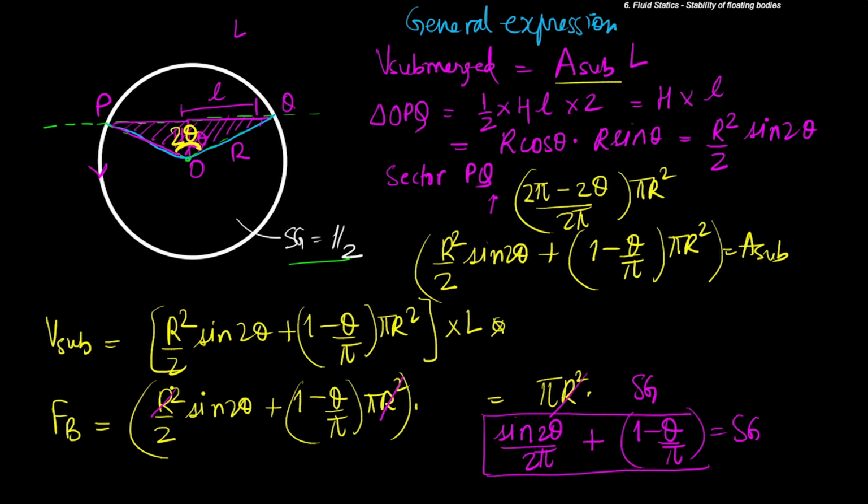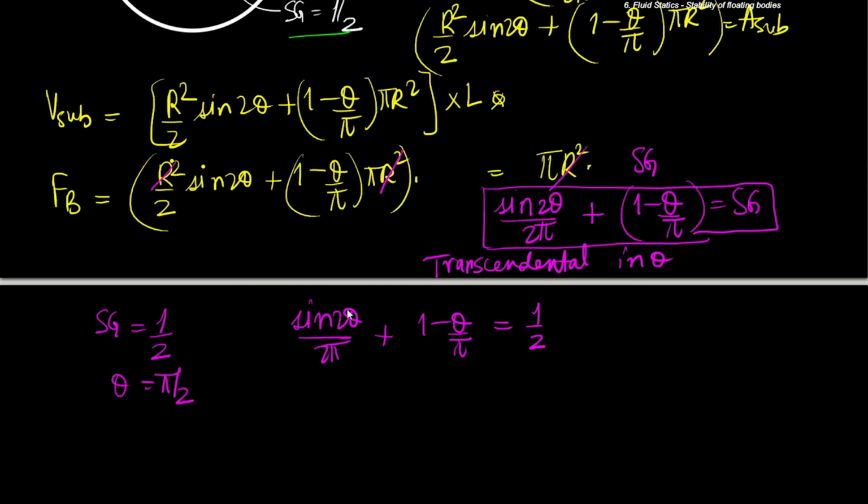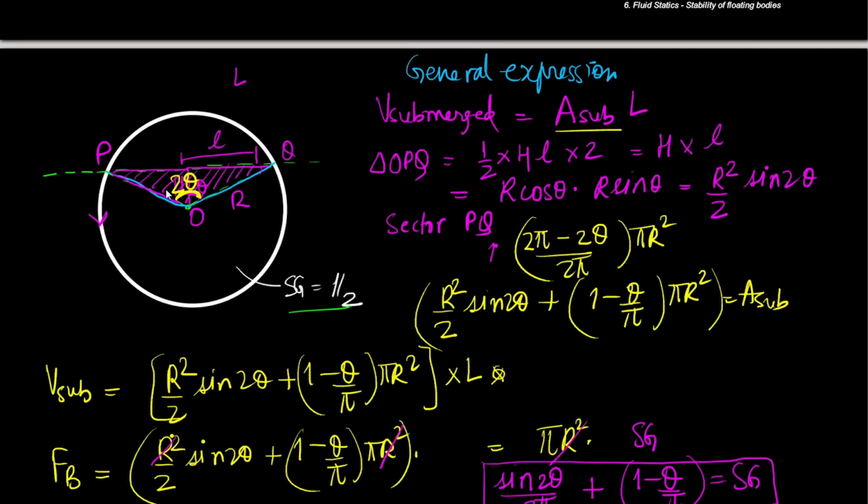So this equation is a transcendental equation in theta, and we must solve this equation to find out the value of theta. So in case Sg, the specific gravity, is half, we have sin 2 theta by 2 pi plus 1 minus theta upon pi is equal to half. And let us see by inspection, let us put theta equal to pi by 2. So this particular term becomes sin pi and vanishes. This becomes 1 minus half, so this term is half, which is also the RHS, and thus theta equals pi by 2. So 2 theta, which is the angle, becomes pi.